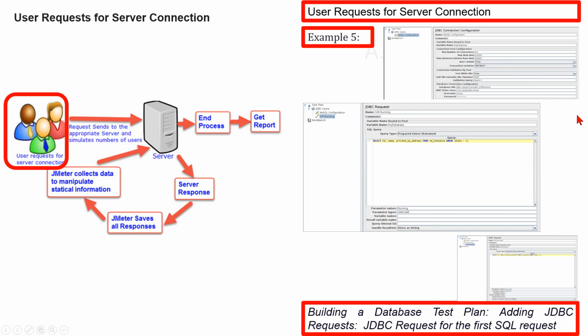Selecting the JDBC users element again, click your right mouse button to get the add menu, and then select add, then sampler, then JDBC request, then select this new element to view its control panel. In our test plan, we make two JDBC requests. The first one is to select all running VM instances.